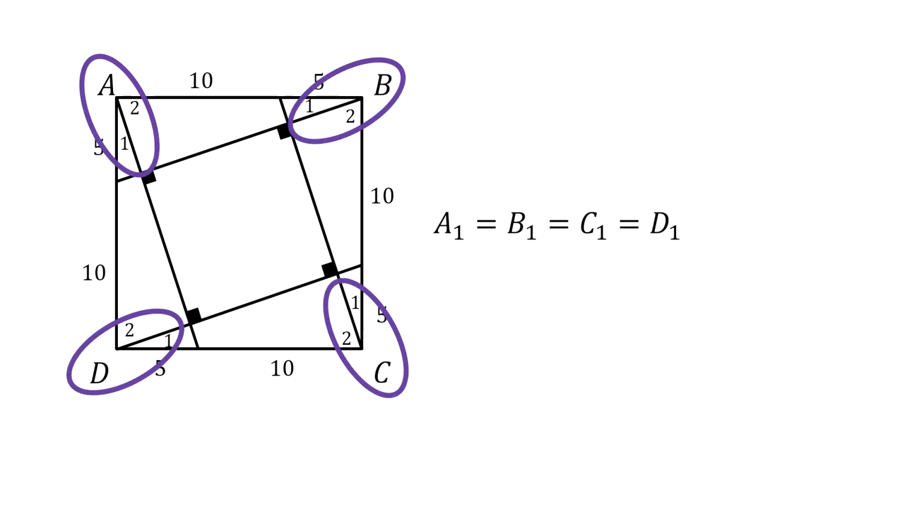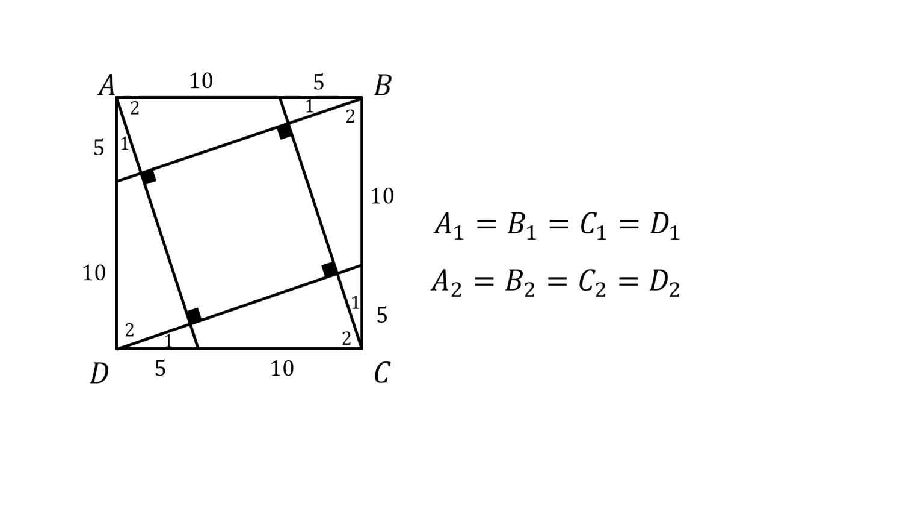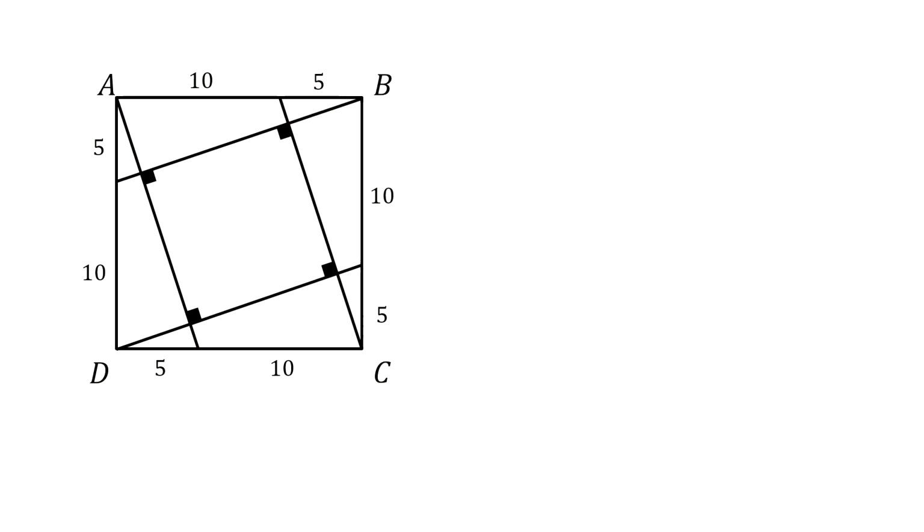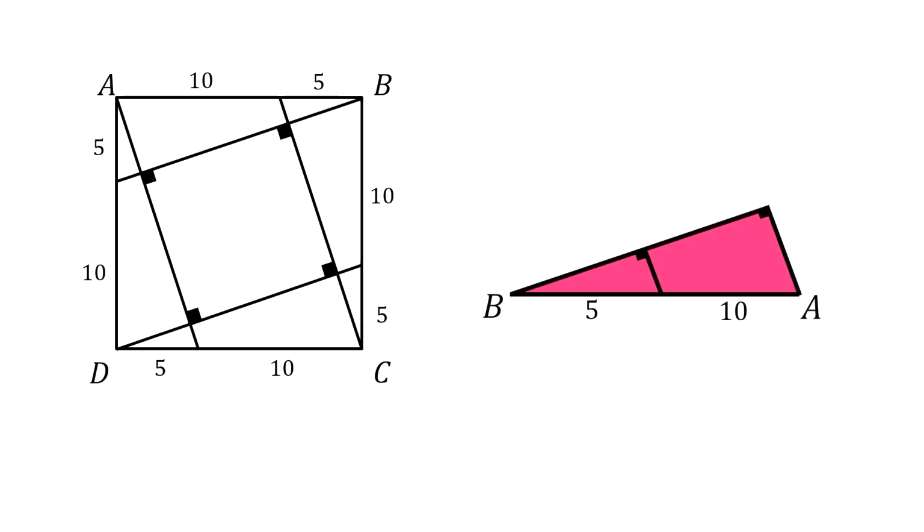On the other hand, if these angles are added to A2, B2, C2, and D2, they will be equal to 90 degrees. Therefore, A2, B2, C2, and D2 are also equal to each other. Now, we only need to prove that the sides between each pair of angles are equal to each other. This part is also easy, because the side we need is the same as the side of the square, which is equal to 15. The congruence of the four triangles has been proven. Now, it is enough to examine one of them and apply the result to the others.